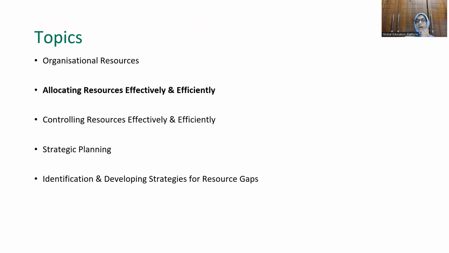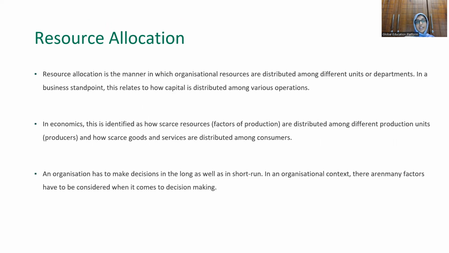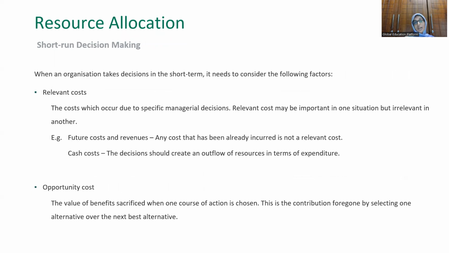And moving on, I talked about allocating resources effectively and efficiently. In there, we talked about resource allocation, how the factors of production are allocated among short-term as well as long-term when it comes to decision making. For that, we spoke about short-run decision making of resource allocation, where I spoke about the main factor, which is relevant cost. I gave you an example of the sunk cost and the relevant cost. Thereafter, I explained how the opportunity cost works.